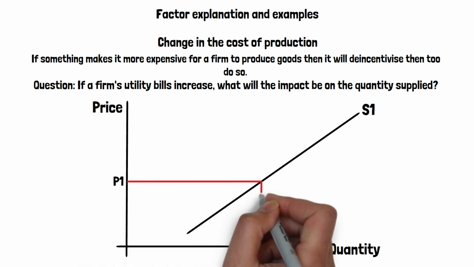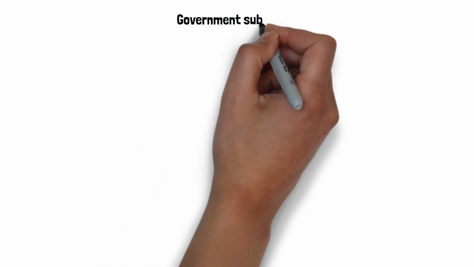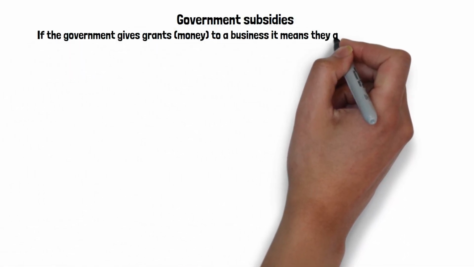The answer is that the utility bills becoming more expensive increases the firm's costs. This means the firm is de-incentivized and so is willing to produce less. This causes the shift to the left as shown, from S1 to S2. Now we can move on to government subsidies. These are effectively when the government gives firms money in the form of grants.